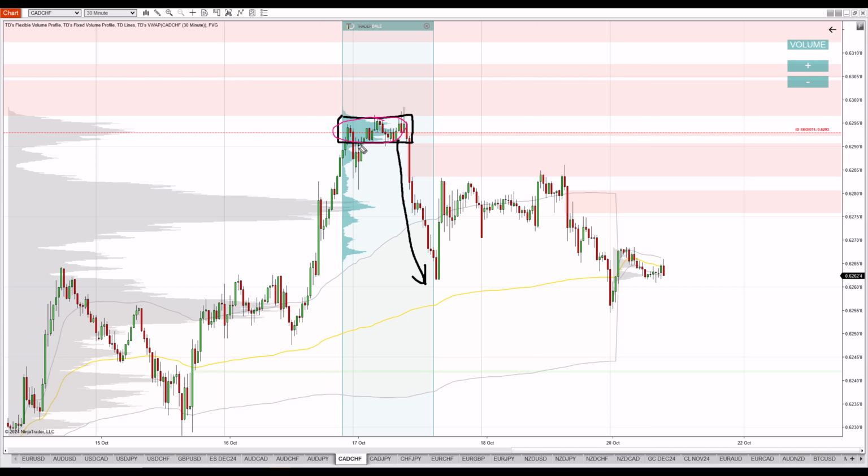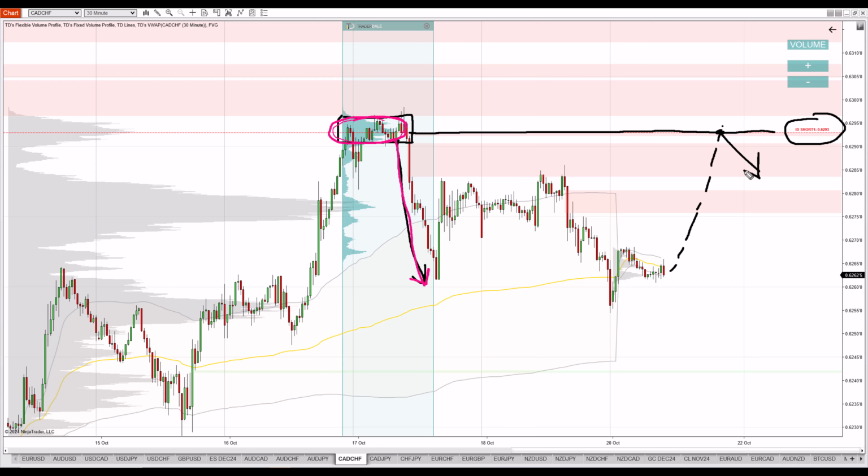Those heavy volumes represent place where sellers were active. This is a short trade scenario, so that's why I'm saying sellers, right? So sellers were active here, building up their short positions, and then they pushed the price downwards. The level is in here in that heavy volume zone. That's the resistance level at 0.6293, and you just need to wait for the price to reach this level and go short from there.